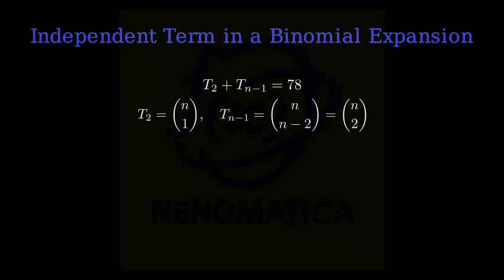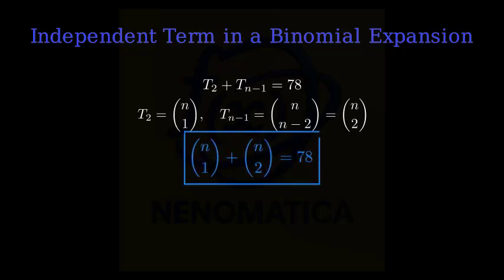In this lesson, we'll solve a binomial expansion problem step by step using combinations and the idea of the independent term, the term that does not contain x. Step 1. We are given that t2 plus t sub n minus 1 equals 78. Recall that in a binomial, t2 equals n choose 1, and t sub n minus 1 equals n choose n minus 2, which equals n choose 2. Therefore, n choose 1 plus n choose 2 equals 78.